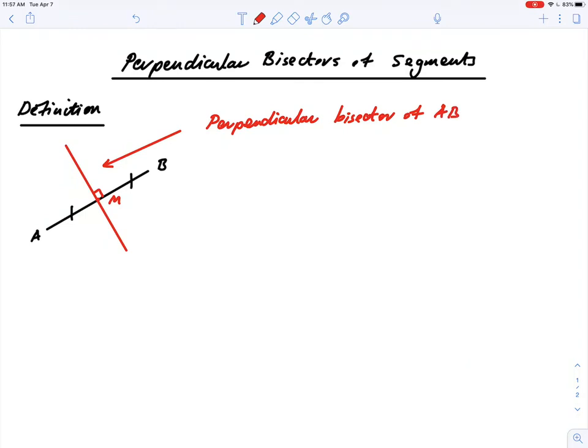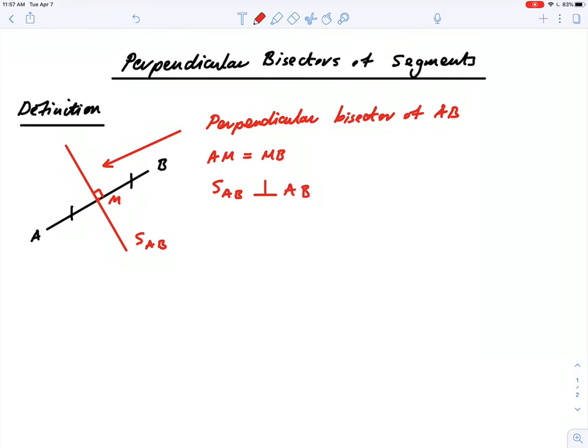Okay, so just a few things to point out. First of all, AM is equal to MB. Very good, it's cutting it in half, it's a bisector. Perpendicular, it's going at right angles. So let's label this line SAB, and we have SAB is perpendicular to the line segment AB.